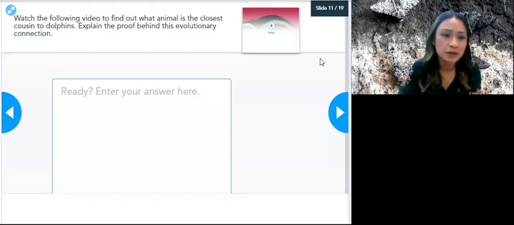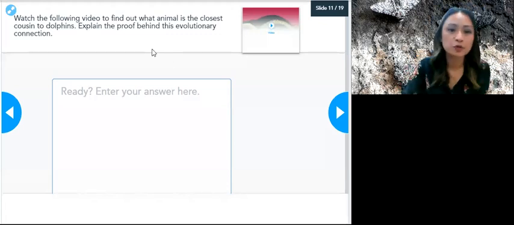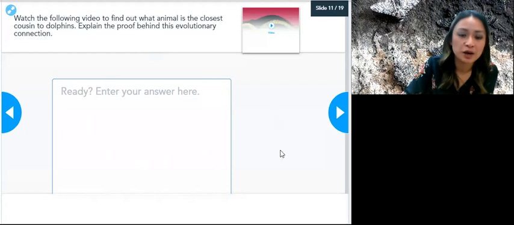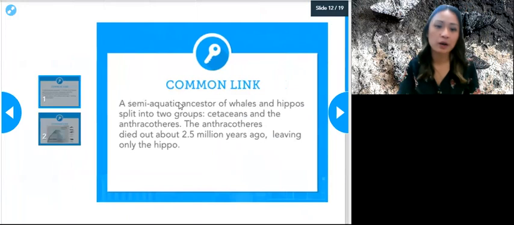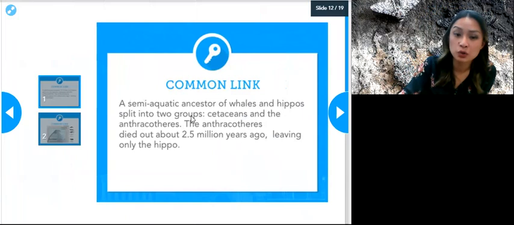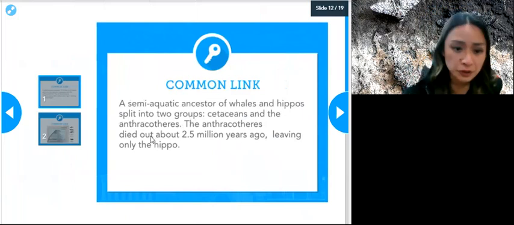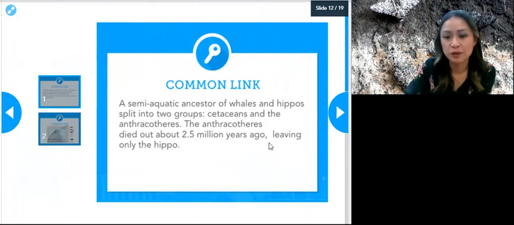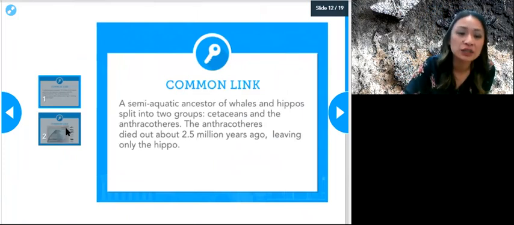All right, so again, for this box, explain the proof behind this evolutionary connection, right? Which animal is the closest cousin to dolphins? Type your answer here and explain the proof behind this connection. Slide 12 talks about a common link: a semi-aquatic ancestor of whales and hippos split into two groups, the cetaceans and the anthracotheres. The anthracotheres died out about 2.5 million years ago, leaving only the hippo.